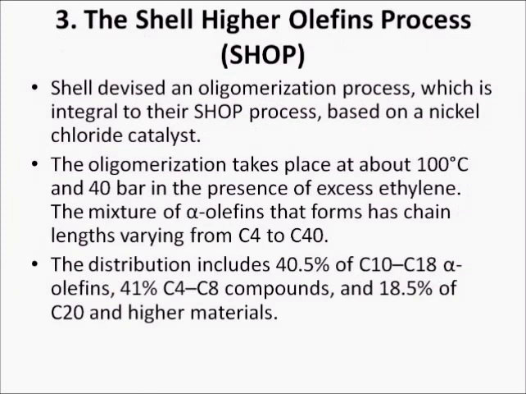SHOP is an oligomerization process devised over nickel catalyst by Shell, carried out at 100 degrees centigrade and 40 bar pressure, giving majorly alpha olefins from C4 to C40 with discrete distribution of products. The process is described in the next slide.